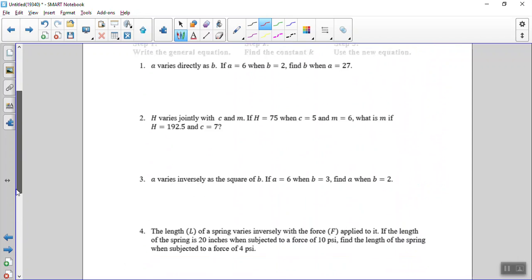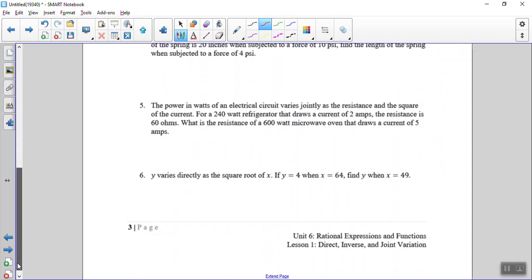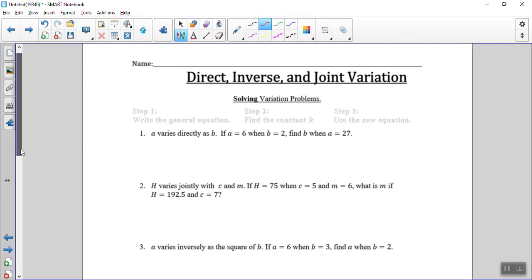moving on. The next page for this lesson, we're going to do more things with it. On the first page I showed you how to write a general equation. Then on the second page I showed you how to find a constant. And then there's going to be another step, which is to use the new equation. Okay, so let's write the general equation.